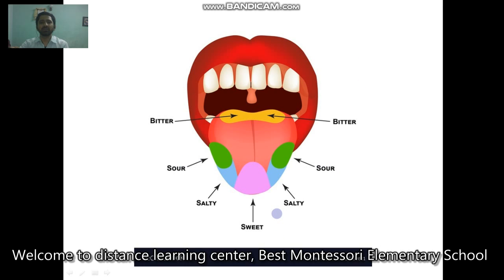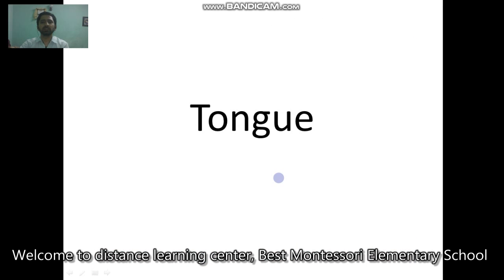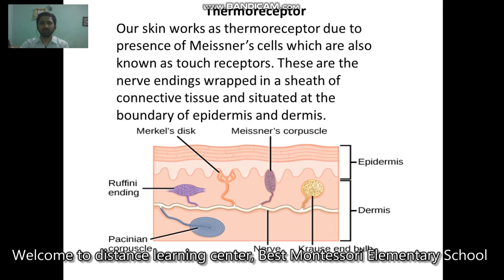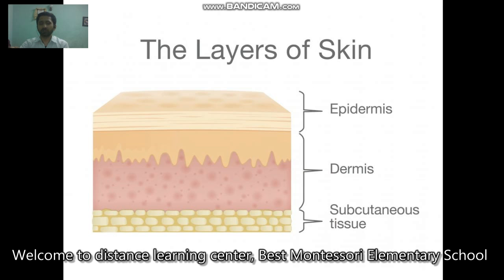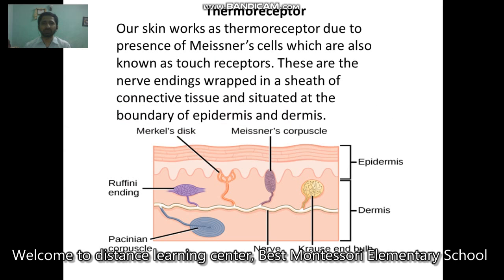Now today we studied 2 basic concepts of human sense organs: skin and tongue. Skin acts as a mechanoreceptor and thermoreceptor. Mechanoreceptors receive pressure, thermoreceptors receive touch, or we can also say touch or heat. Heat and touch are received by Meissner cells, and pressure is received by Pacinian cells.